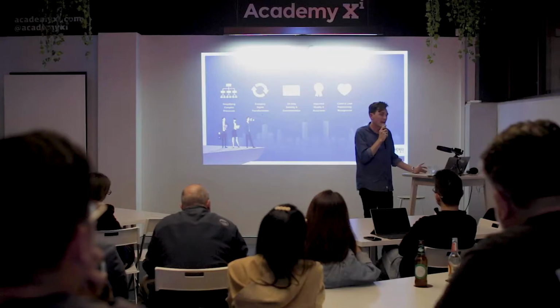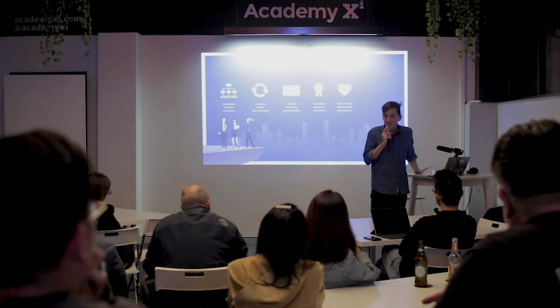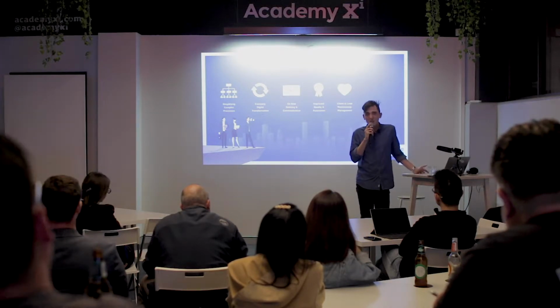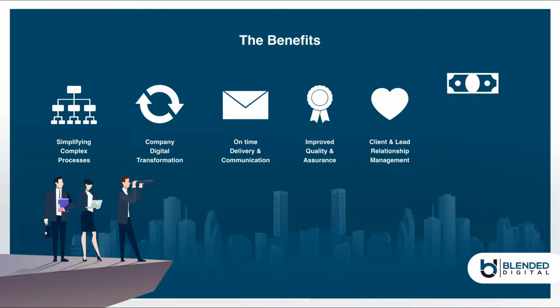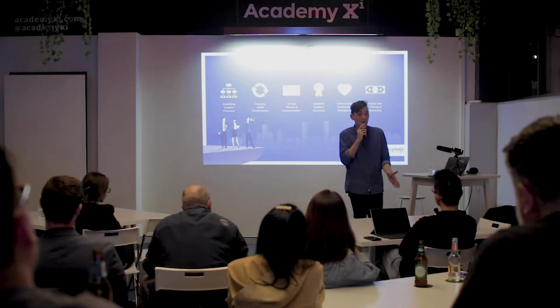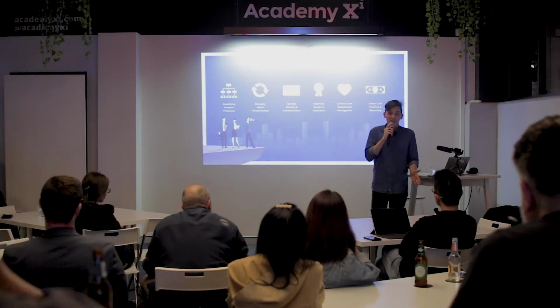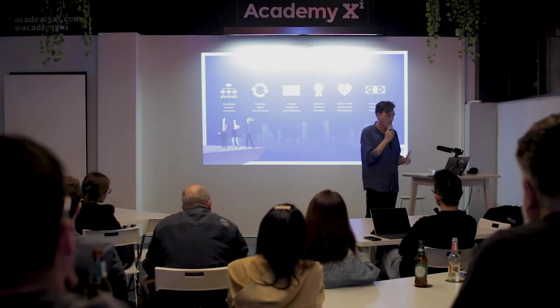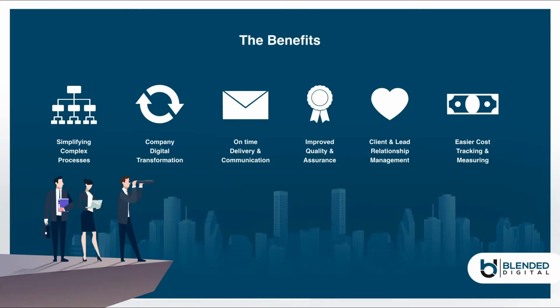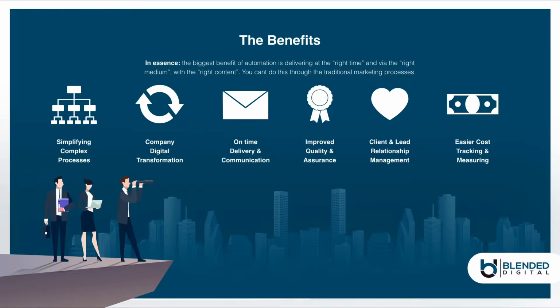So, if you're not communicating with potential leads or pre-existing clients enough, automation can be set up so that you avoid those trappings. And of course, the biggest thing most people think about is the money, the cost. So the easier cost and tracking measurement is very apparent when it comes to automation because you can definitely track exactly how much you are spending for your automation practices and what it costs to set up, what it costs to keep ongoing, etc. So in essence, the biggest benefit of automation is delivering at the right time and via the right medium with the right content. You can't do this through traditional marketing processes.